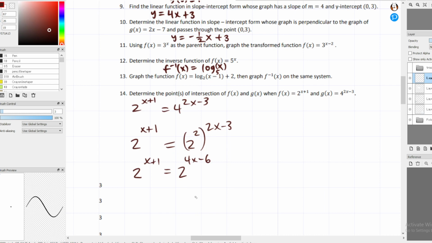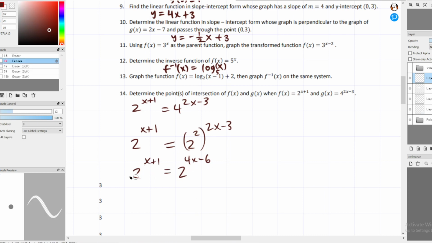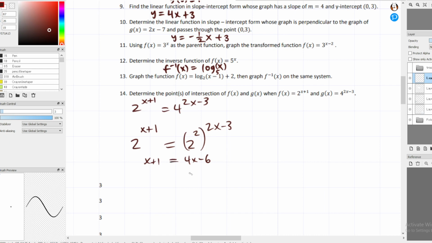And now that the bases are the same, we can just cross them out and get rid of them. And then we can solve it algebraically. So we will move this x over and the x over. So we'll get 7 is equal to 3x, which we'll get x is equal to 7/3.